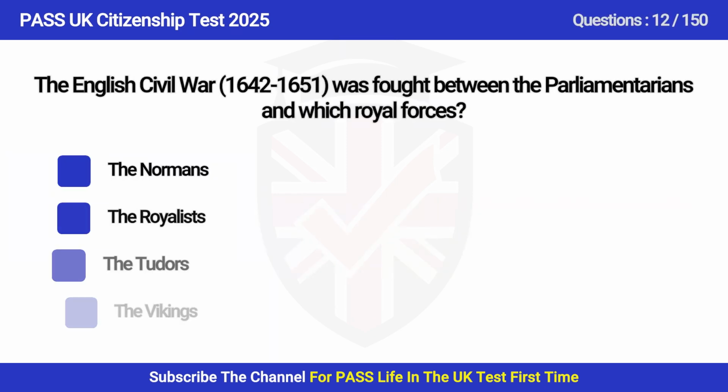Question 12. The English Civil War was fought between the Parliamentarians and which royal forces? A. The Normans, B. The Tudors, D. The Vikings.